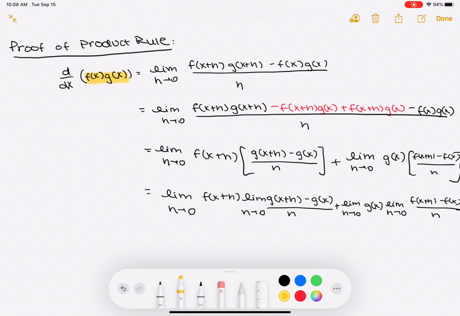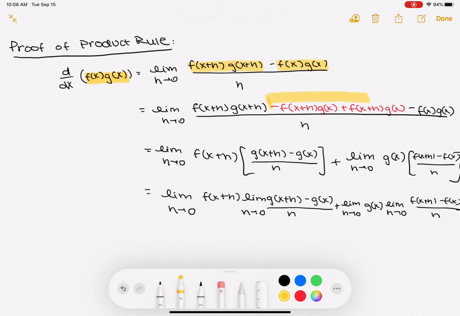Our function is f times g, so that's why we have f of x plus h times g of x plus h. Then we subtract our function evaluated at x, which is just f times g, and we divide all that by h. Now, if you're trying to compute that limit, we have arbitrary functions. This looks really messy, so we do a mathematical trick here.